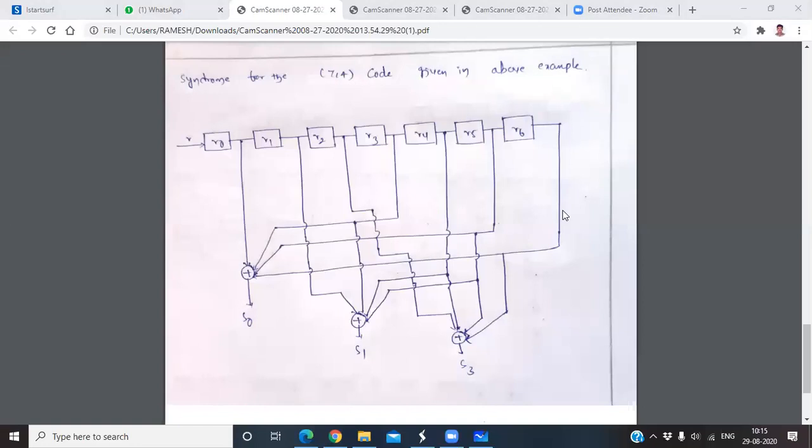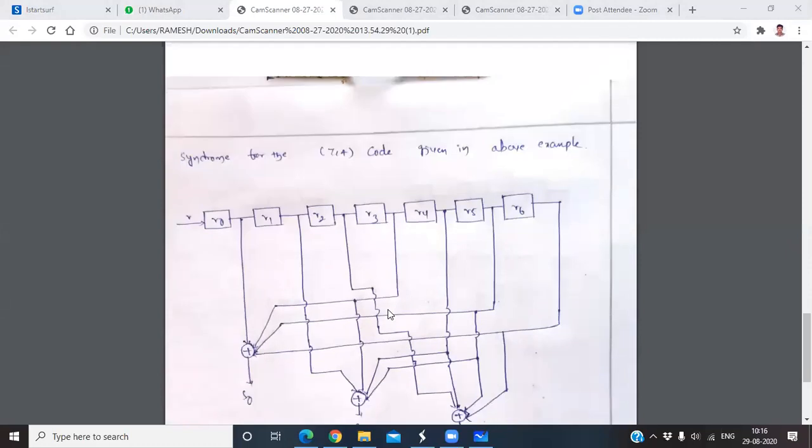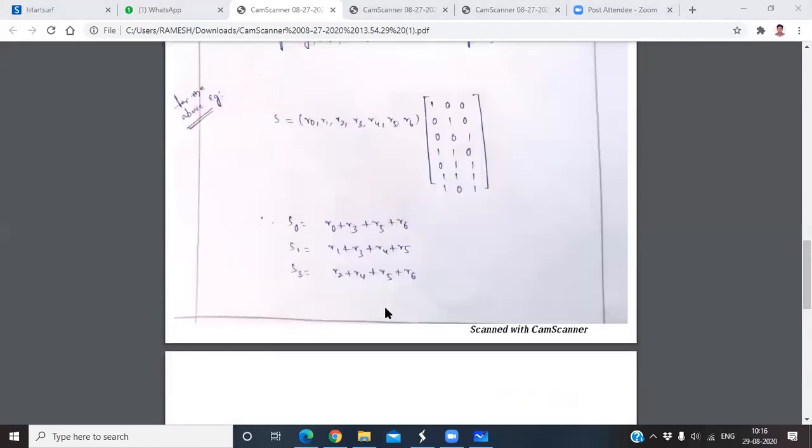So, the received code vector R0 to R6. So, S0 equal to, please don't draw the lines like me only. That is your wish. Finally, my requirement is S0 equal to R0 XOR R3 XOR R5 XOR R6. S1 equal to R1 XOR R3 XOR R4 XOR R5. S2 equal to R2 XOR R4 XOR R5 XOR R6. Right? Please complete it. And those who have completed, please switch on your video. Please show me.